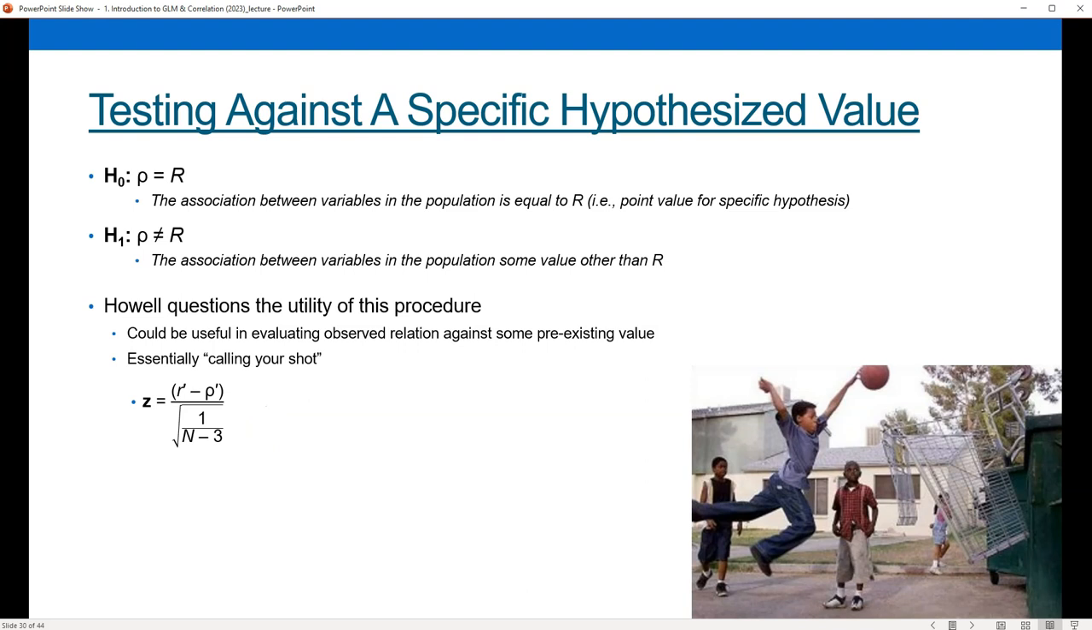In the previous example, we were testing whether two correlations from different populations are different from one another. Here, we're just hijacking the mechanisms of this to determine whether we have evidence that the correlation we've observed in our data is different from some value that's not 0.